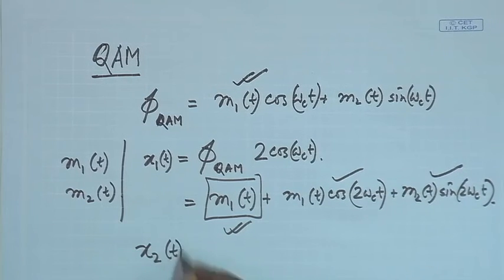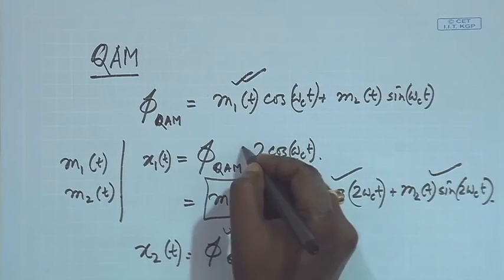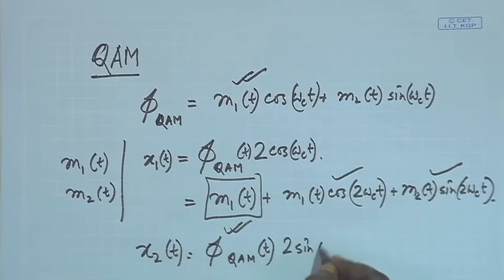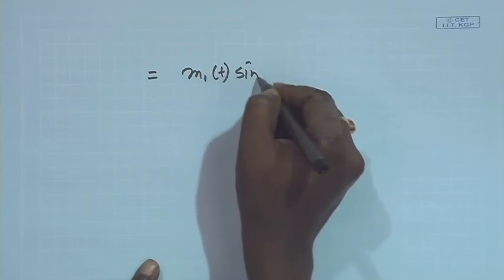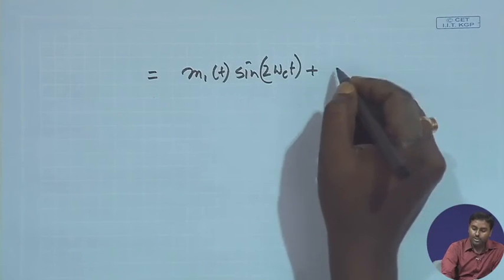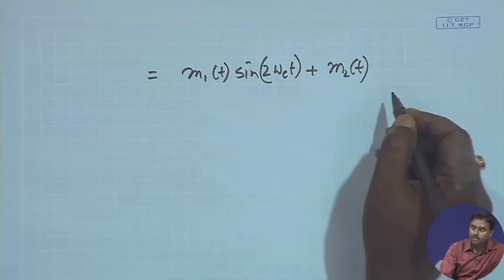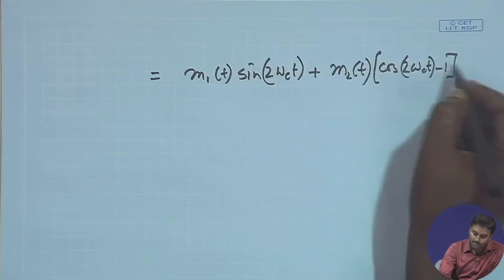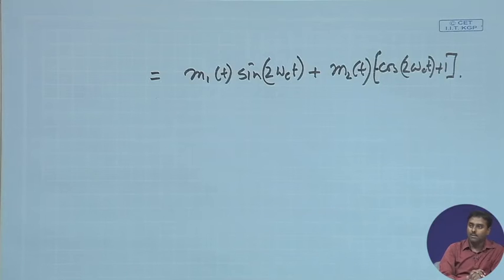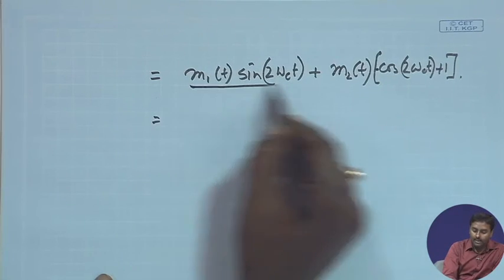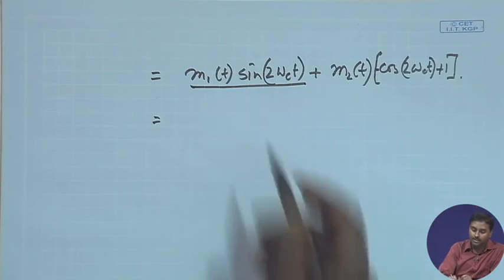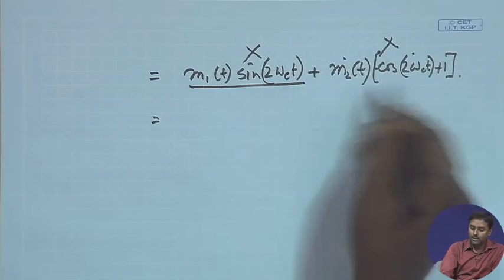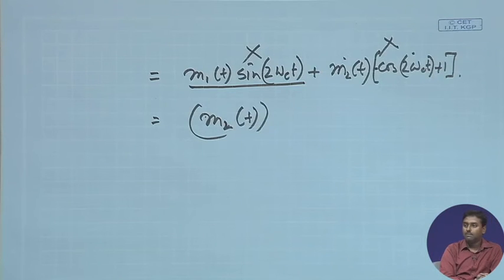So I produce x2(t), which is phi_QAM(t) into 2 sin omega_c t. Now the first term becomes m1(t) sin 2 omega_c t, and then m2(t) into 2 sin square, that is 1 minus cos 2 omega_c t. Again, the term at 2 omega_c t is a modulated signal, so I can neglect it, and I get back m2(t) after band pass filtering.